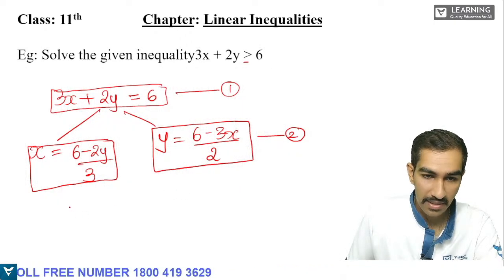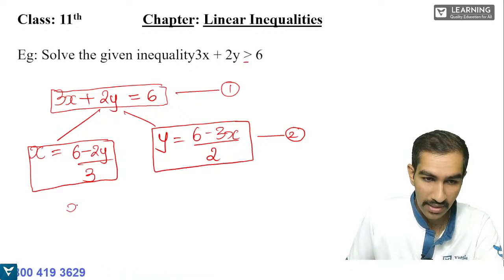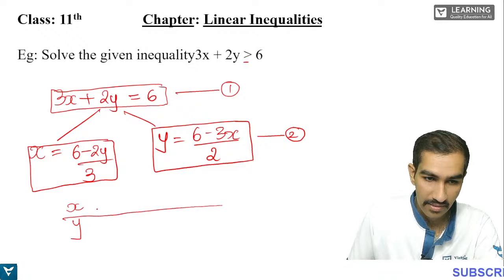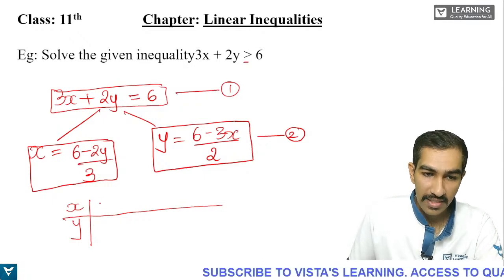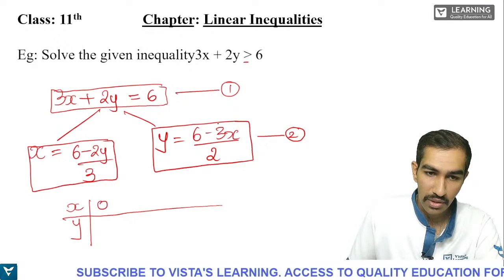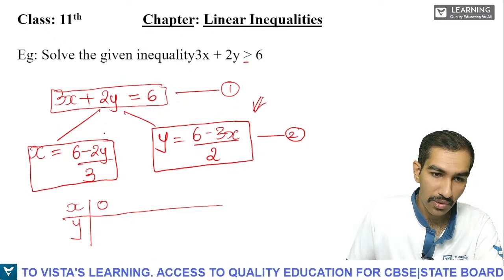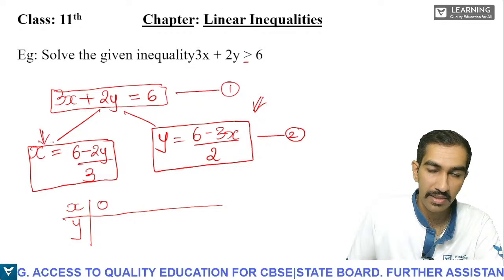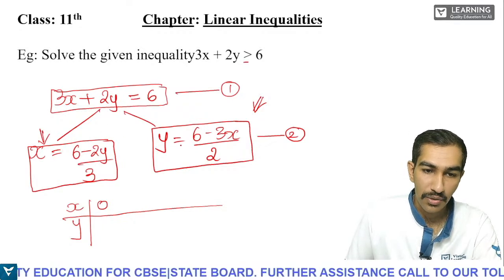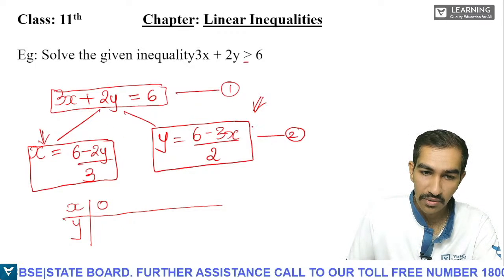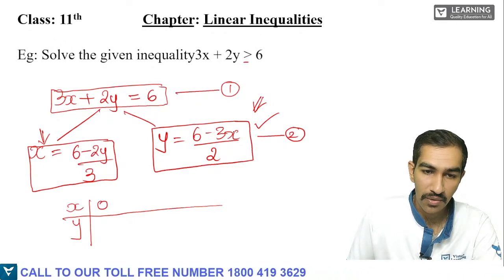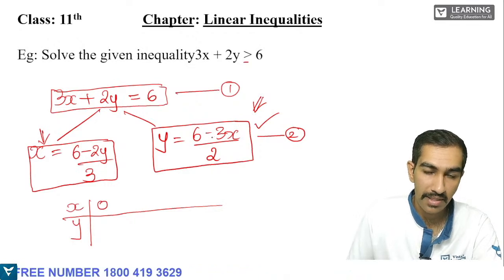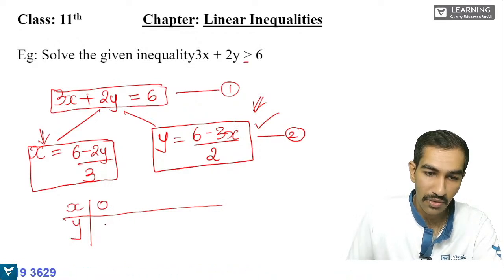Now step number 3, you should draw a table like this, x, y. Now put x is equal to 0. Here you can choose either this box or this box. Anything you choose, you'll get the same answer. In this case, put x is equal to 0, we'll choose this box, students. So y we will get easily, right? 3 into 0 is 0. What is remaining? 6 by 2. So if you put x is equal to 0, y will be equal to 3.